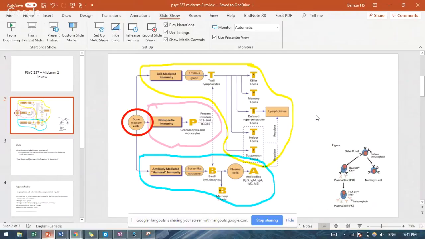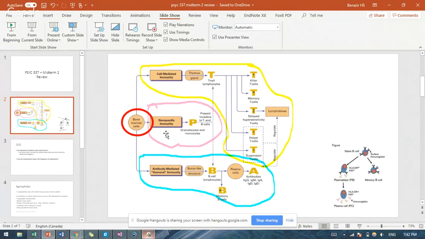So we do have three different immune pathways here: cell-mediated immunity, nonspecific immunity, and antibody-mediated humoral immunity. All of these cells, the T cells, the granulocytes and monocytes, which are also known as white blood cells, and the B cells, all originate in the bone marrow. The T cells will then mature in the thymus. The B cells will mature in other structures of the body. I'll just start by going over the nonspecific immunity.